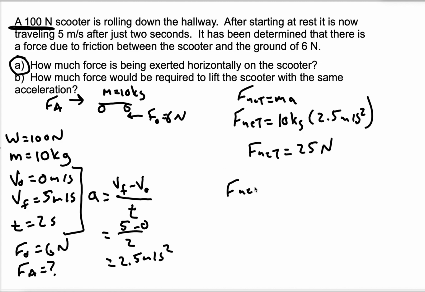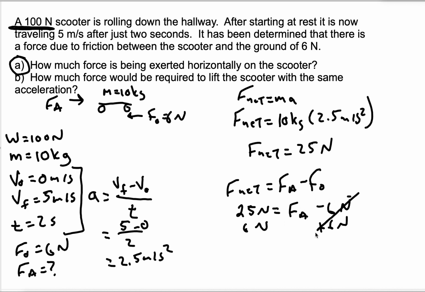I know that the net force is equal to the applied force minus the opposing force. So I would say 25 newtons equals the force that I'm applying minus friction, which is 6. This is being subtracted, so you would add it to both sides. That will go away. And the applied force ends up being 31 newtons.